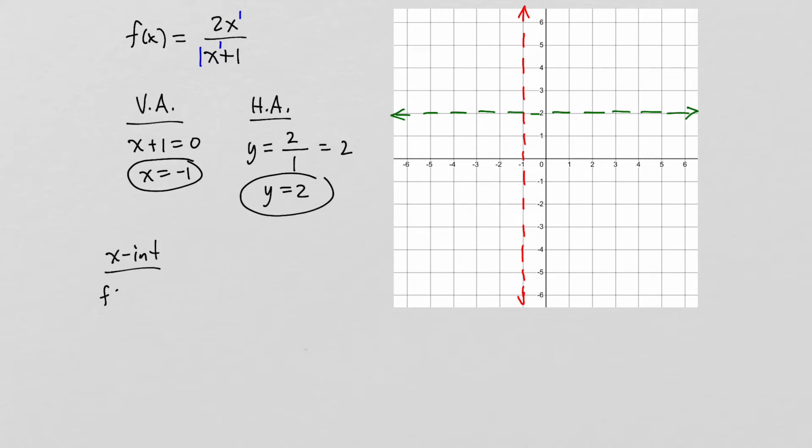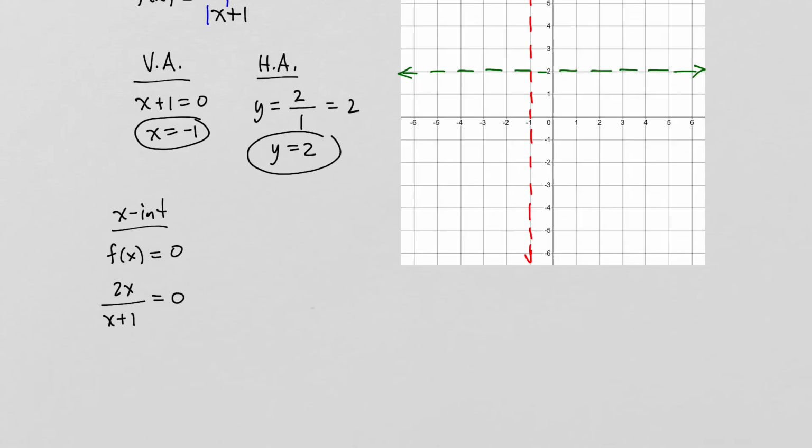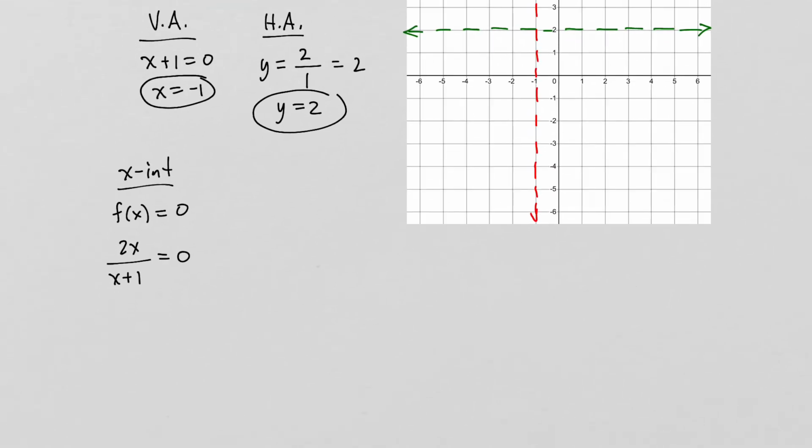To find the x-intercept, you need to set the function equal to 0. The function is 2x divided by x plus 1. And if we set that equal to 0, we then solve for x. And the only way a fraction can equal 0 is if the numerator of the fraction is equal to 0. So 2x over x plus 1 equals 0 means that 2x has to be 0. And so we get x equals 0. So the x-intercept is the point (0, 0). So I'll go ahead and put that point on the graph.